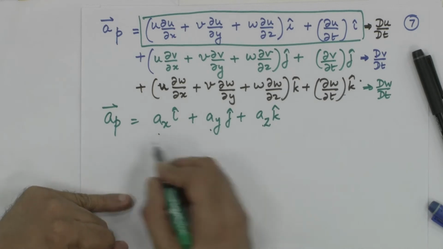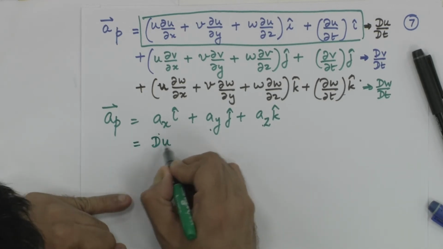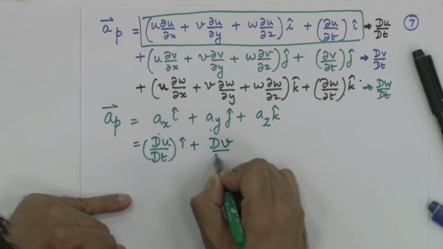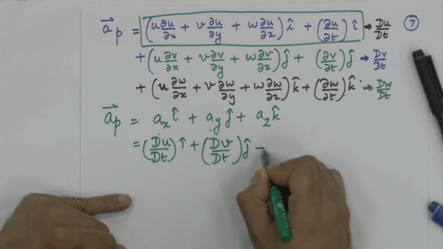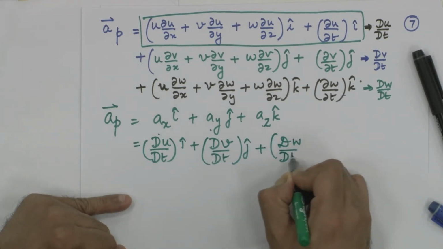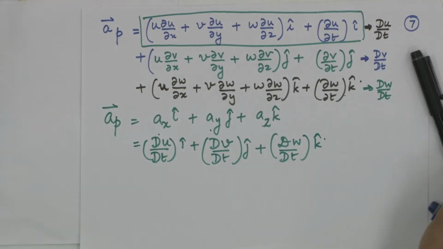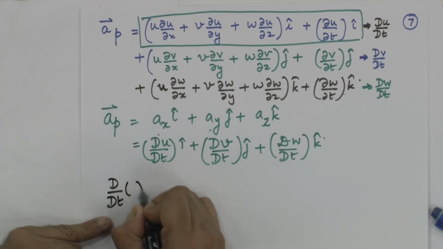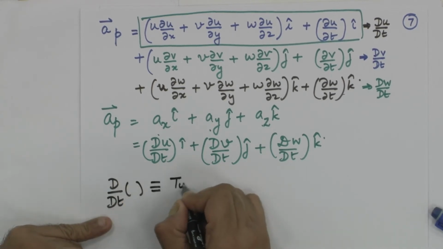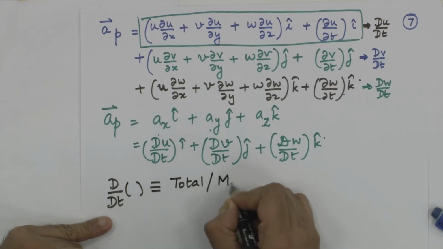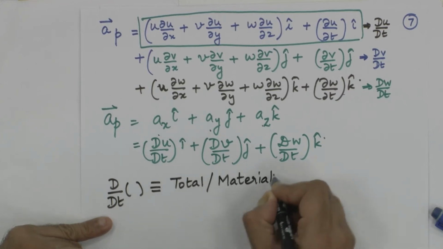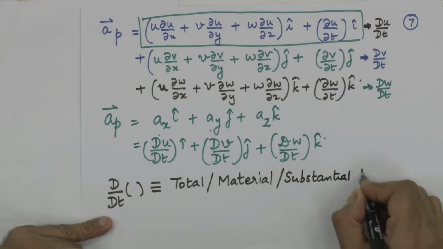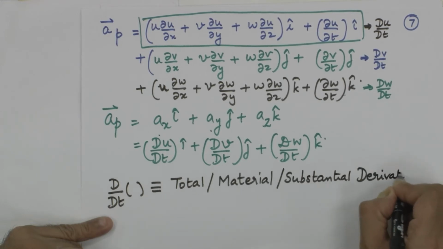Remember, this is written now as du by dt i cap plus dv by dt j cap plus dw by dt k cap. This derivative d by dt is called the total, material, or substantial derivative. It is not a single term.